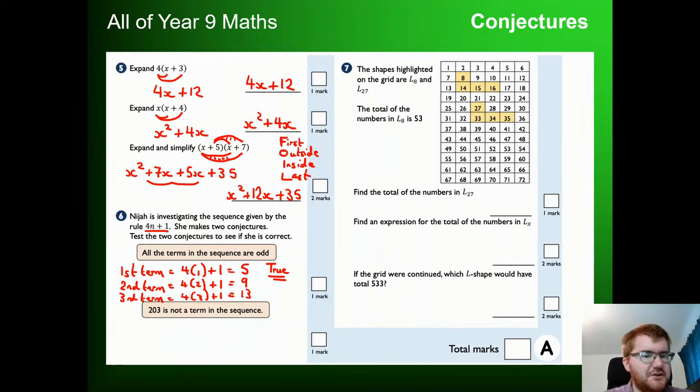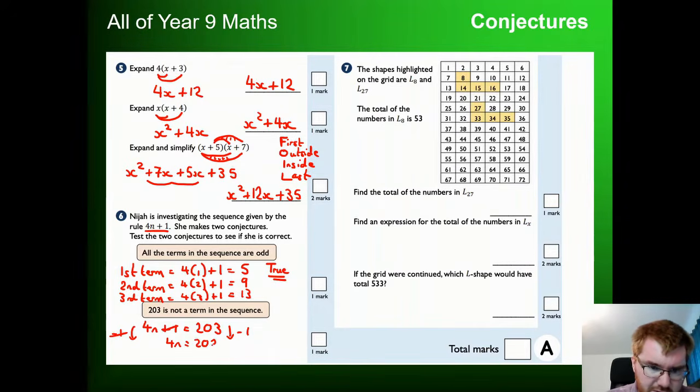Now, this is a classic question I've given my year 7s on occasion. So a particular term, so 203, is not a term in the sequence. The way I like to do this is to take our nth term and make it equal to 203, and then solve like a normal equation. So the plus 1 is annoying, so what's the opposite of adding 1? Minusing 1 on both sides. That cancels. We get 4n is equal to 202.